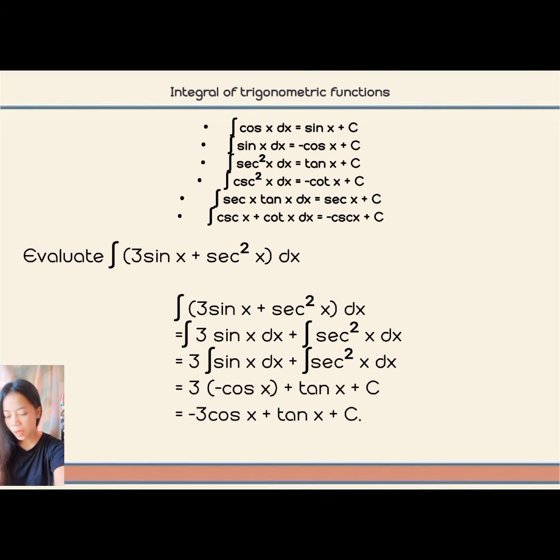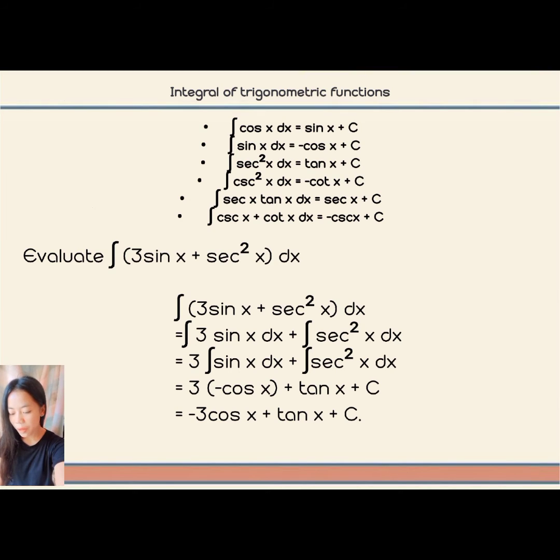So here's the given example, the integral of 3 sine x plus secant squared x dx. So by applying the formulas, sum and rules of integration, the integral of 3 sine x plus secant squared x dx is equal to the integral of 3 sine x dx plus the integral of secant squared x dx. Then by applying the constant multiple rule, this is equal to 3 times the integral of sine x dx plus the integral of secant squared x dx.